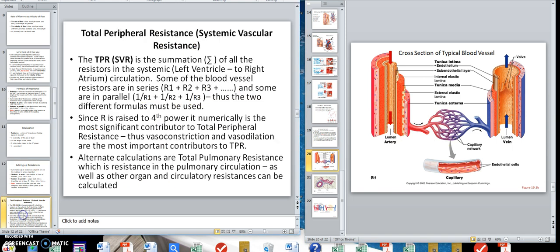Now we come to calculating total peripheral resistance. But in this case, we're going to call it systemic vascular resistance. Okay, so we're looking at systemic vascular resistance. All right, now what do we mean by that?